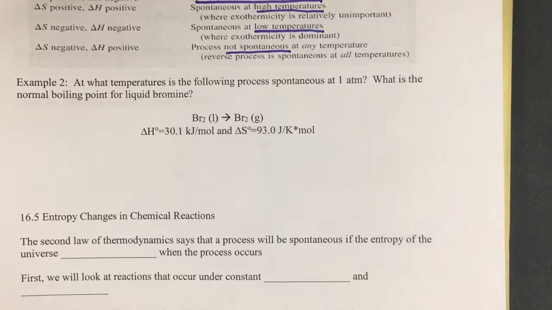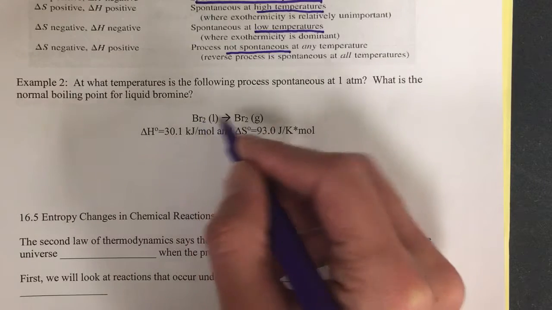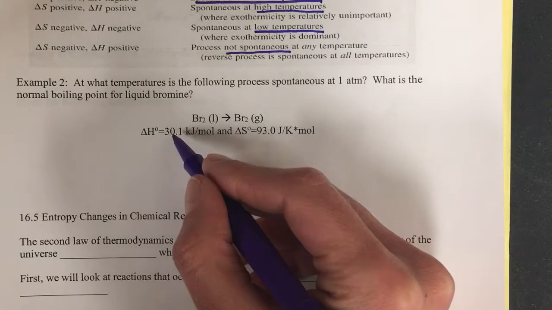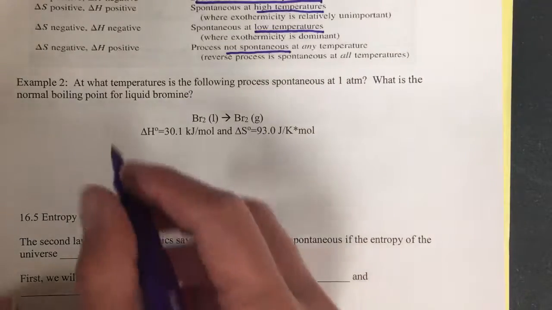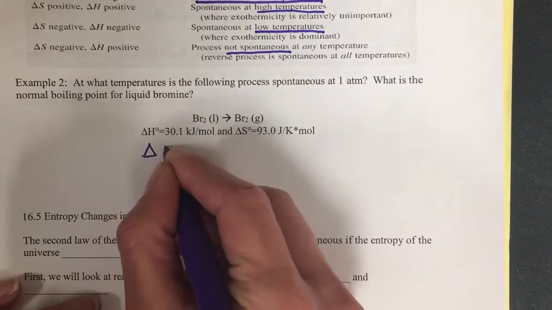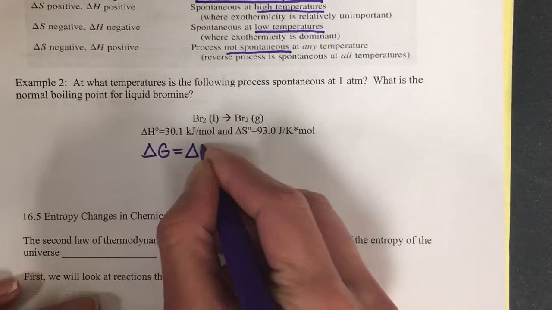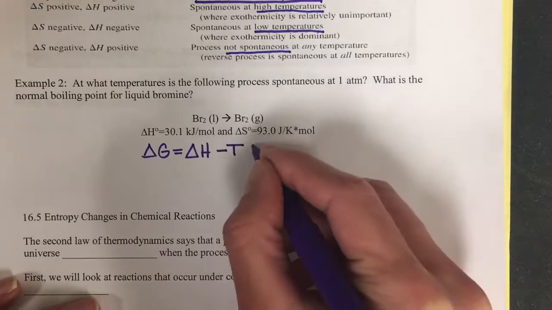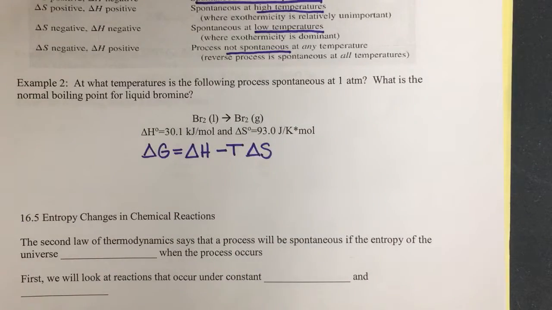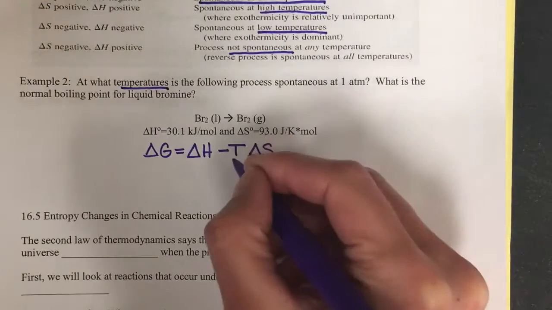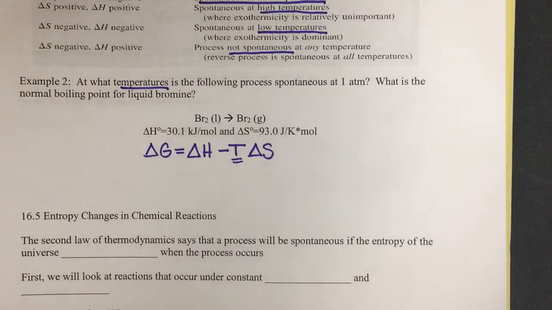Here's my example. I'm asked, at what temperature is the following process spontaneous at 1 atm? What is the normal boiling point for liquid bromine? So I'm trying to change liquid bromine into gaseous bromine. I'm given my delta H and I'm given my delta S. Well, I know that delta G is equal to delta H minus T delta S. Okay? I'm trying to figure out at what temperature, so T is my unknown. So I'm going to start plugging in variables.